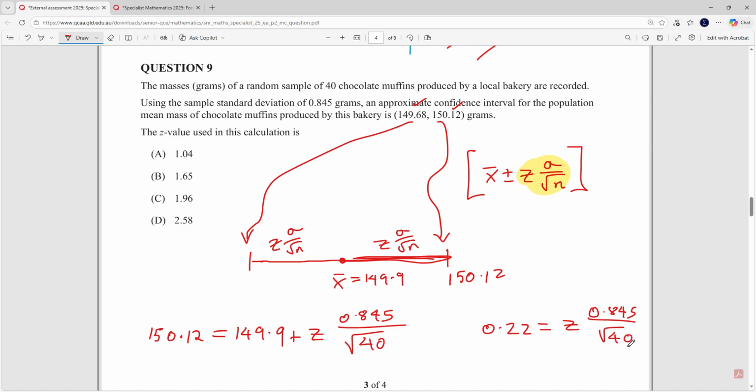I would then try and get the Z by itself by timesing both sides by the square root of 40 and simultaneously dividing by 0.845. Okay, so 0.22 times by the square root of 40 divided by 0.845 gives you a Z score that's approximately 1.646, which matches that answer there. Okay. Now that's probably going to be the correct answer, but their wording here is actually very incorrect here.